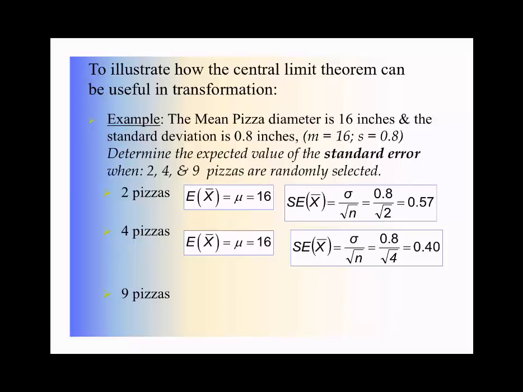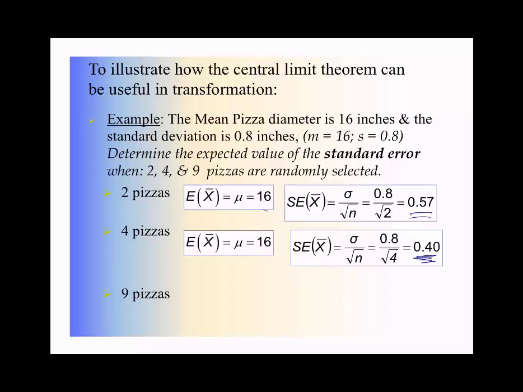In this first example, I've got my mu of 16, and I'm taking my standard deviation, 0.8, dividing it by the square root of 2, and I get 0.57. This is the amount of variation we would expect in the diameter when we only draw out 2 pizzas. If we draw out 4 pizzas, notice how this is smaller than 0.57, because now our distribution is becoming more normal as it gets larger. Of course, 4 is not really large enough, but it's moving in the right direction.